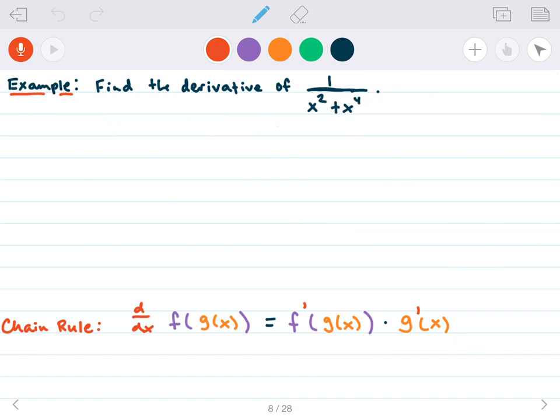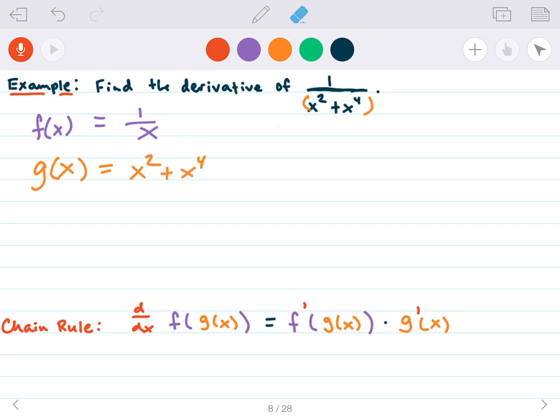All right, let's do another example. So I want to find the derivative of 1 over x squared plus x to the fourth. I would pause the video at this point and see if you can figure out what the outer and the inner function is. So this mess I think is going to be my inner function because I can take the derivative of that. And I'm going to replace this in my outer function with x. So 1 over something is your outer function. Now, what is that something? The thing that I'm plugging in to x is going to be x squared plus x to the fourth.